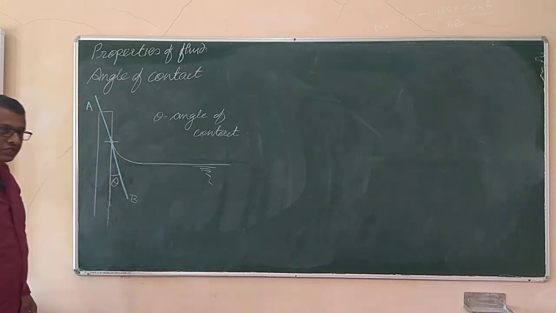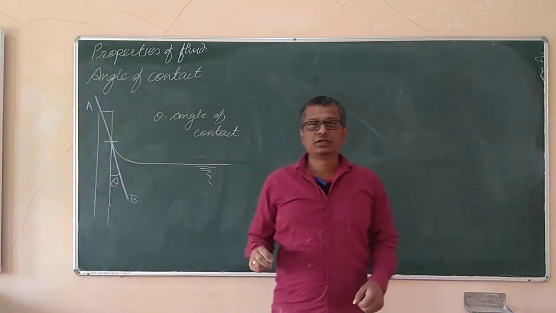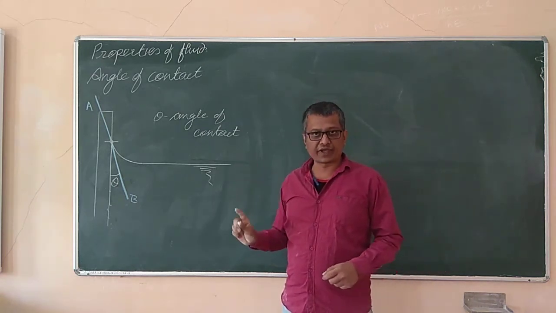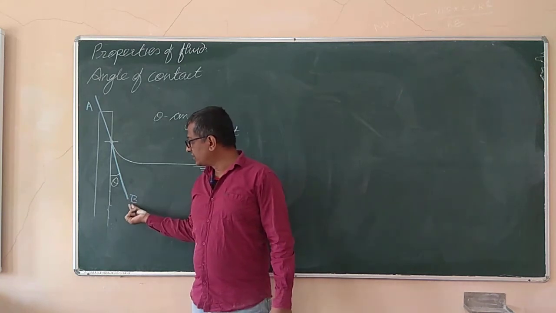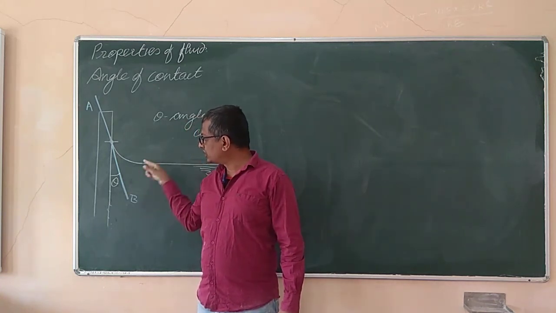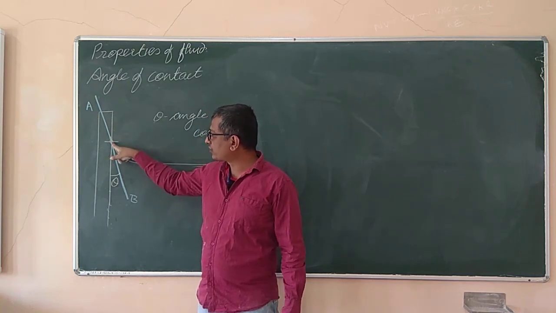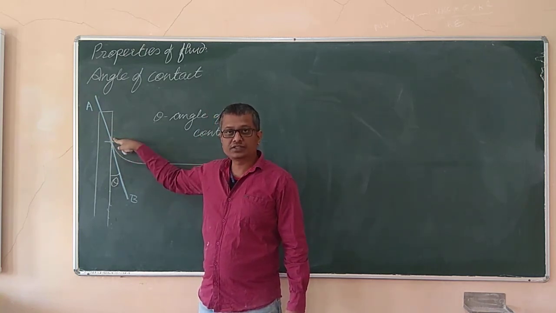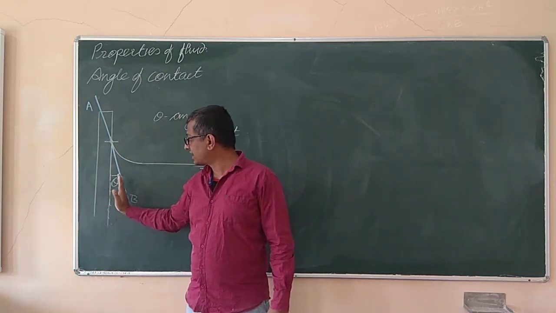I repeat the definition of the angle of contact. The angle of contact of a liquid solid interface is defined as the angle between the tangent drawn to the curvature of a free liquid surface at the point of contact with the solid surface, with the solid surface taken inside the liquid.